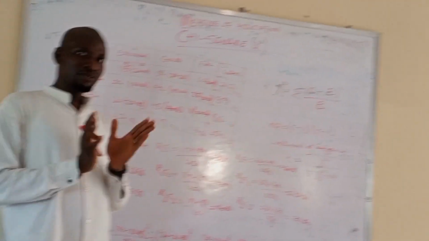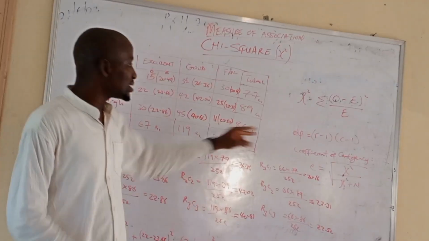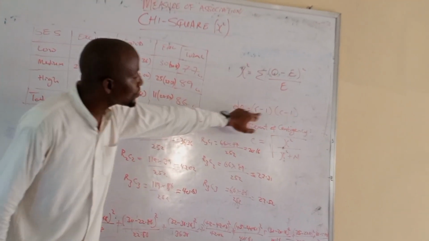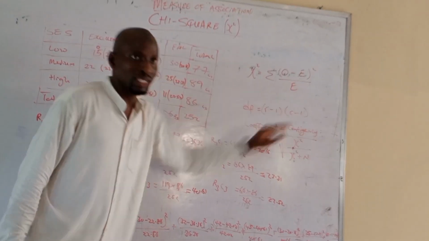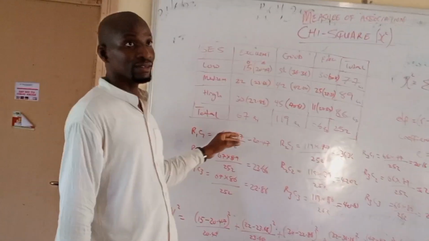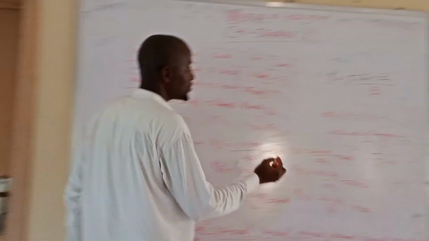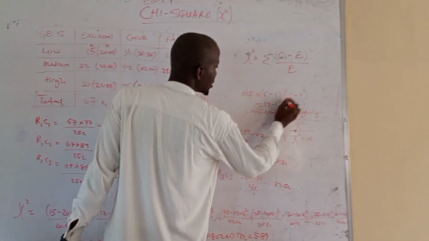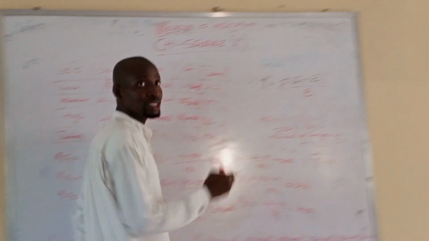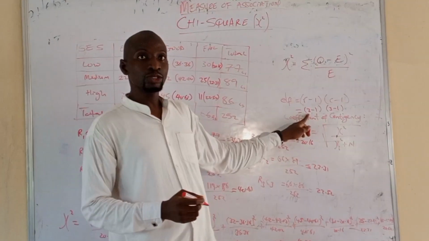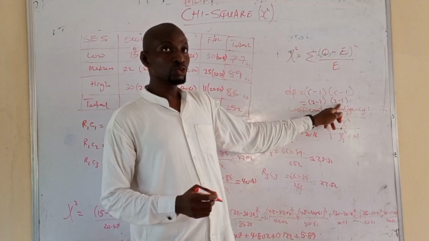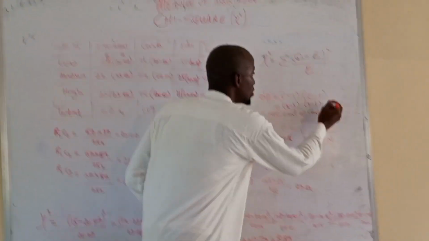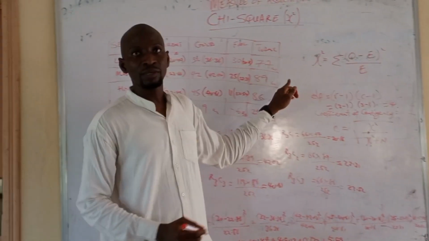Just like I have said, if this is chi-square calculated and we want to confirm in the table values, our degree of freedom is R minus 1, C minus 1. How many rows do you have? 3. So that means that you have 3 minus 1, 3 minus 1, 3 rows, 3 columns. So 3 minus 1 is 2. 3 minus 1 is 2. 2 times 2 will give you what? 4. That means your degree of freedom is 4.